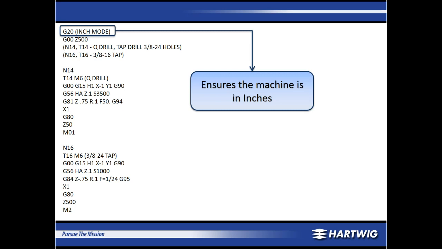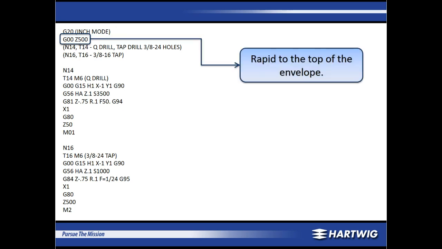The first major change we did to this program is we included a G20 in one of the very early lines. This G20 line simply ensures that the machine is in inch mode. We want to make sure that the machine is in the mode we're programming in, because on our very next line, we get a good example of this. We're feeding to a Z of 500 inches.